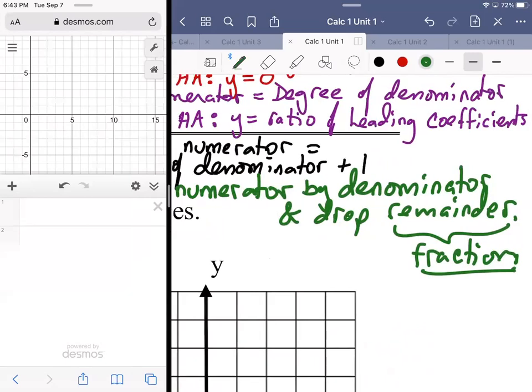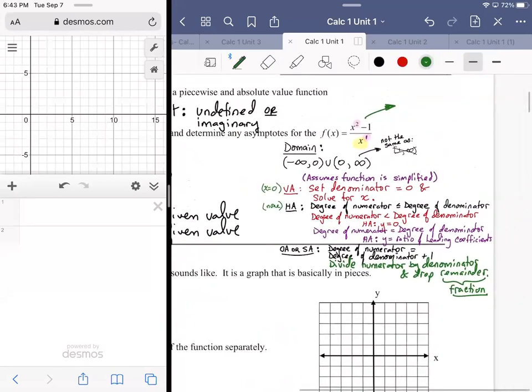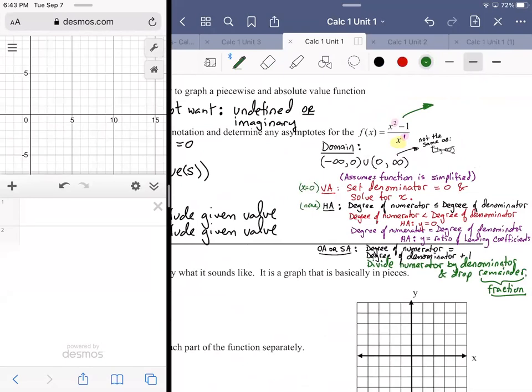Sorry, I gotta clean this up. It looks terrible. I got to the end of the screen. I tried to squeeze it in there, and it just didn't work. All right. So what we can do is split the fraction. So this would become f of x equals x squared over x minus 1 over x.